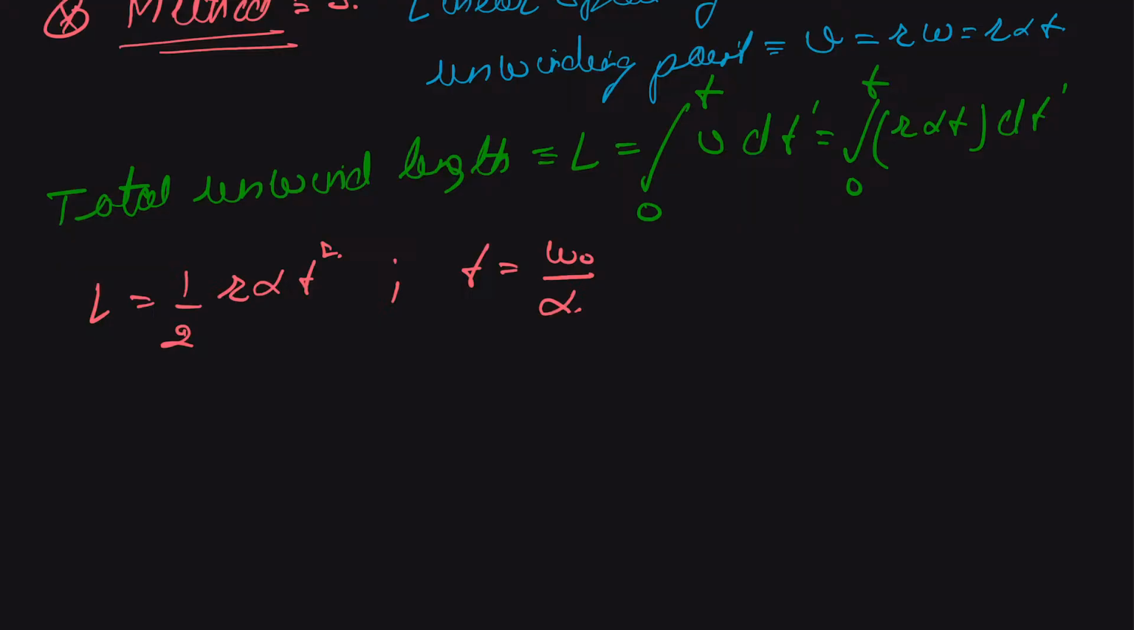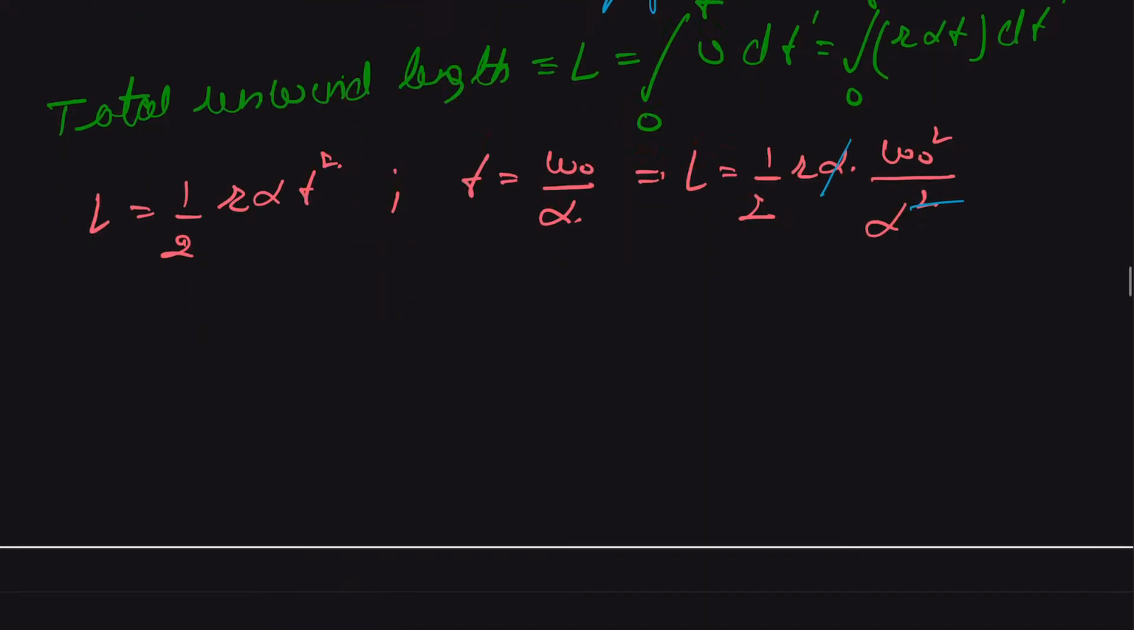Substituting, we get L equal to 1 by 2 r alpha times omega naught square upon alpha square. This alpha and the square cancel out, and from here we get that alpha is equal to omega naught square r divided by 2L.